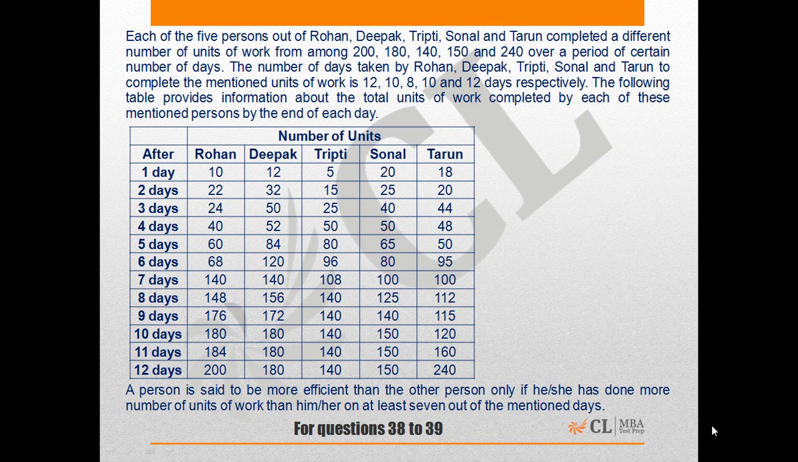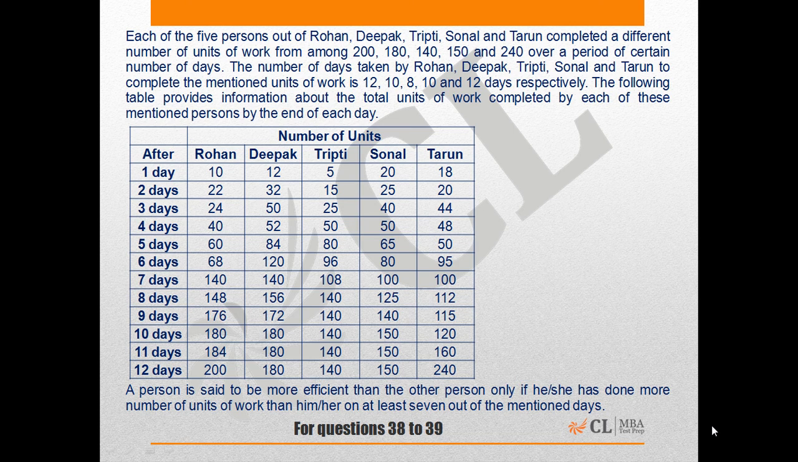Let's go through it. Each of the five persons, Rohan, Deepak, Tripti, Sonal and Tarun, completed a different number of units of work from among 200, 180, 140, 150 and 240 over a period of a certain number of days. The number of days taken by Rohan, Deepak, Tripti, Sonal and Tarun to complete the mentioned units of work is 12, 8, 10 and 12 days respectively.